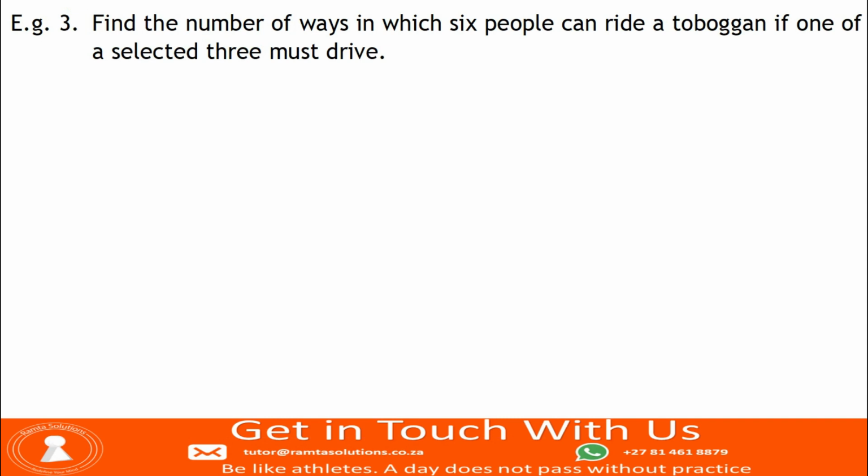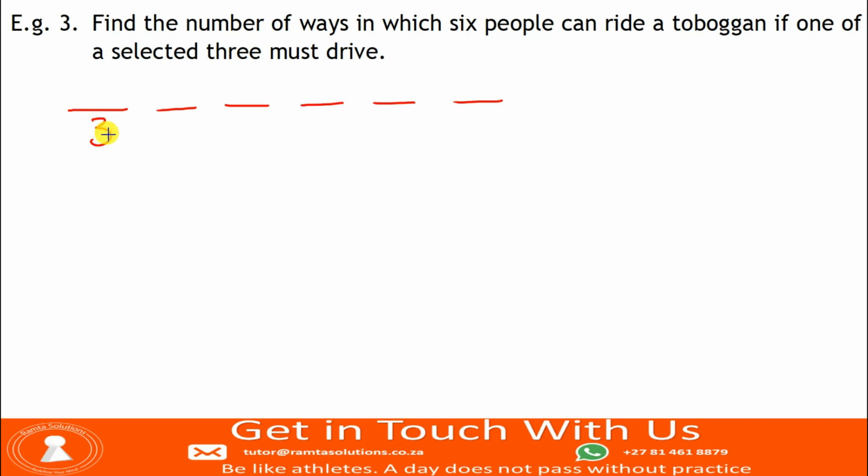The 3rd example says, find the number of ways in which 6 people can ride a toboggan if one of a selected 3 must drive. We chose this question because it's interesting. We have 6 people to choose from, however one of the 3 must be chosen to drive.